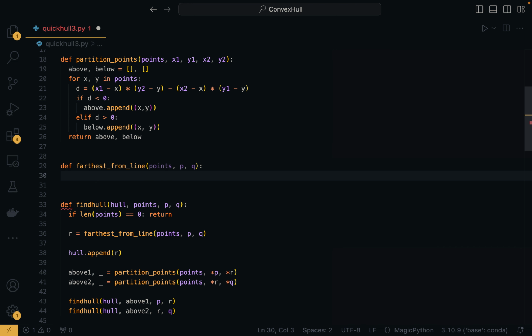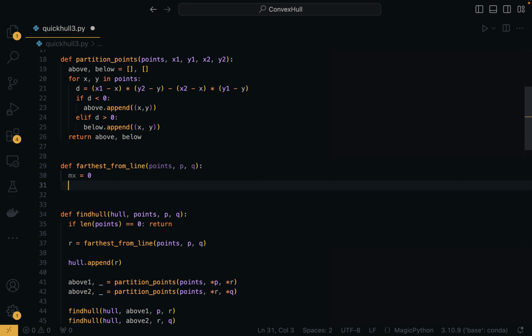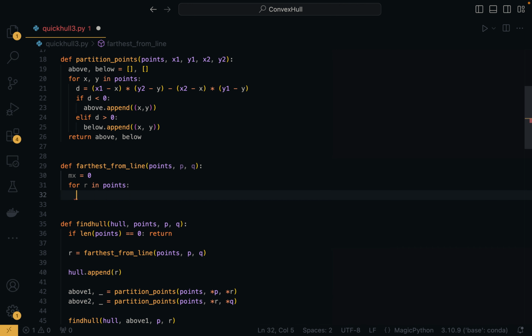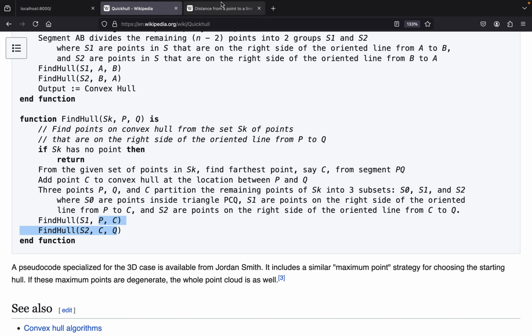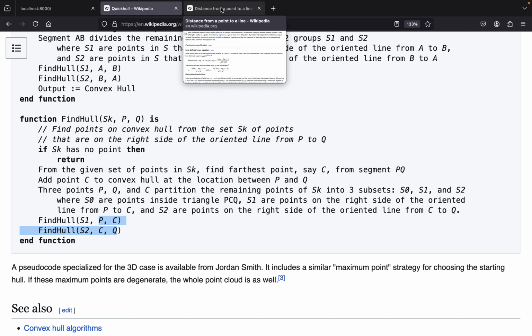Okay, so let's do that. We'll just set it equal to 0. This will be the distance. And we'll say, for r in points, we'll write a function for that. We'll say distance from line, and we'll pass in star r, star p, star q. And we'll set this equal to the distance. For distance from the line, again, I'll have a separate video for that as well.